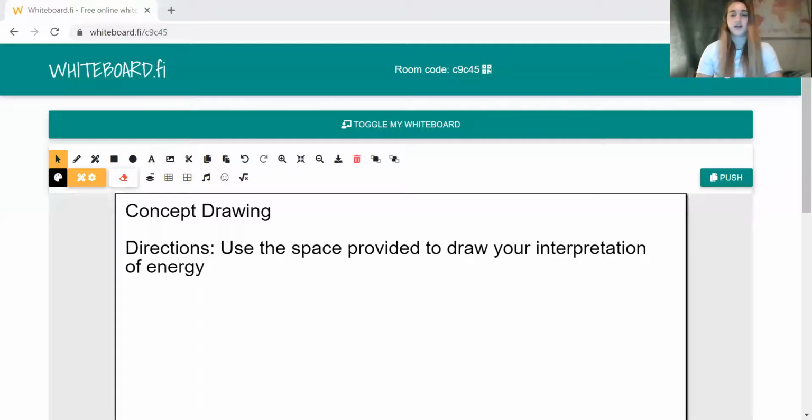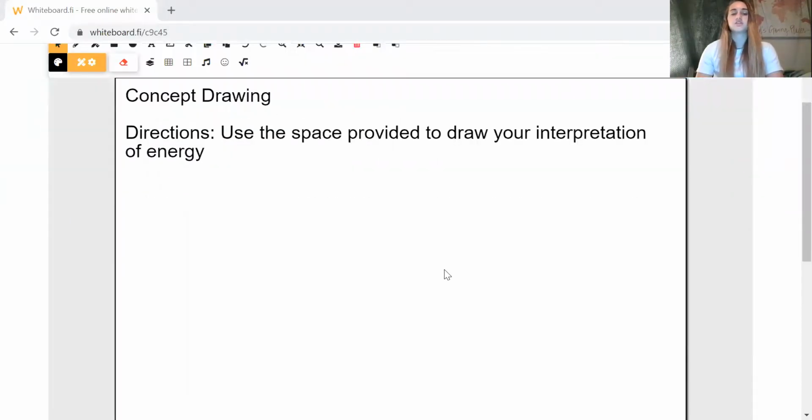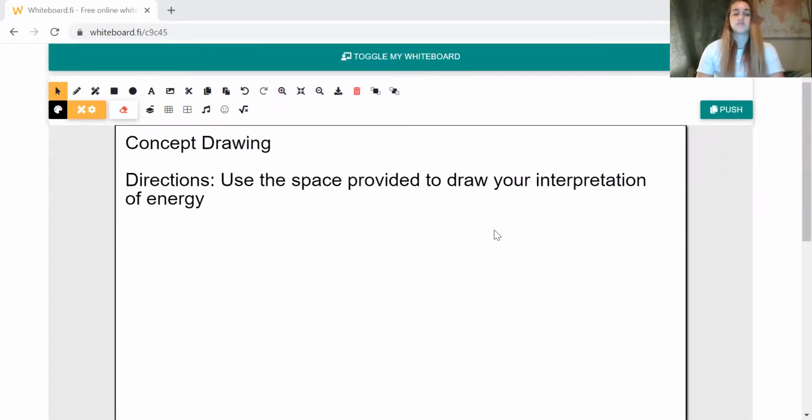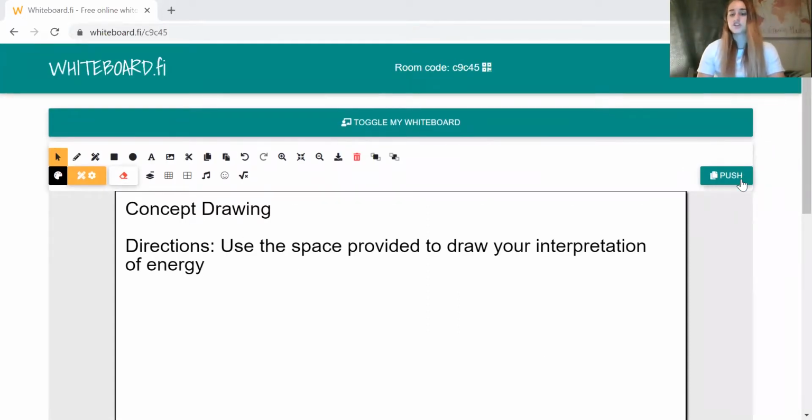I'm going to share my screen with you now. The online tool that I use to demonstrate this is whiteboard.fi. And here, the teacher is able to edit the slide and put the directions, including what the students will be drawing. So use the space provided to draw your interpretation of energy. After this is edited, you can push it out to students.